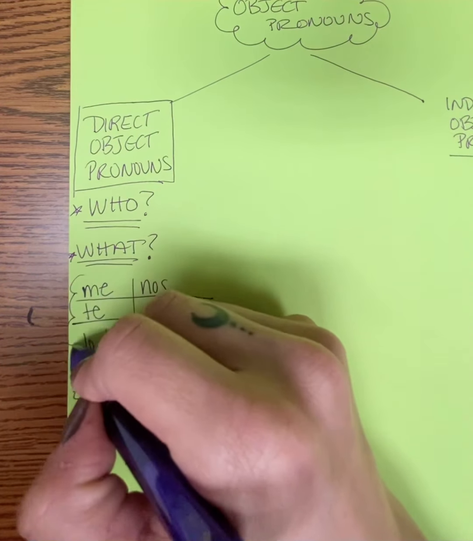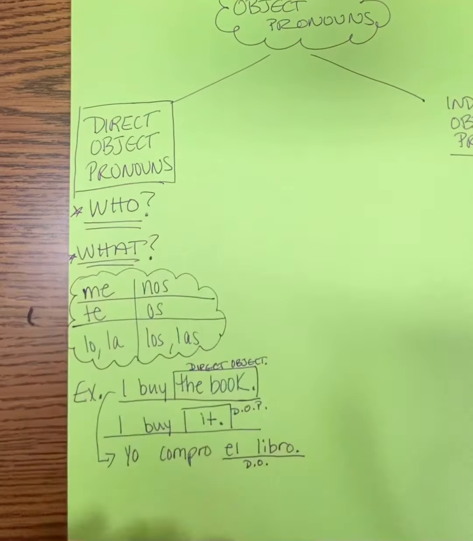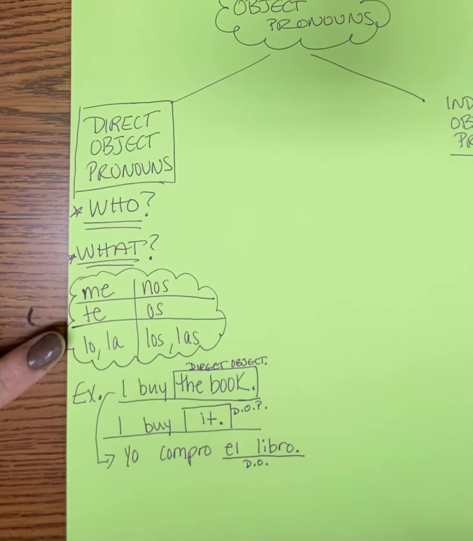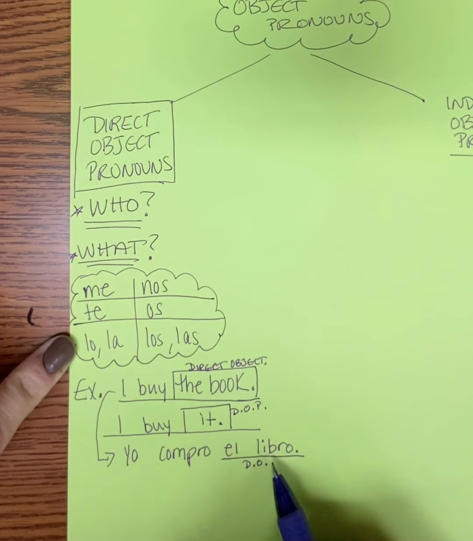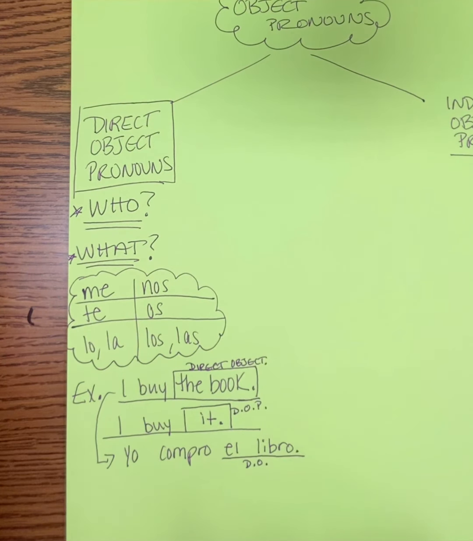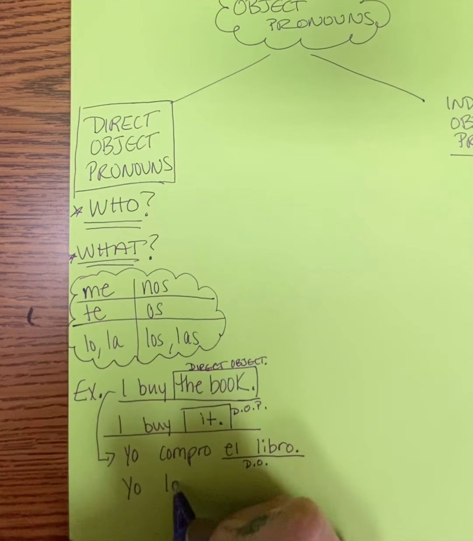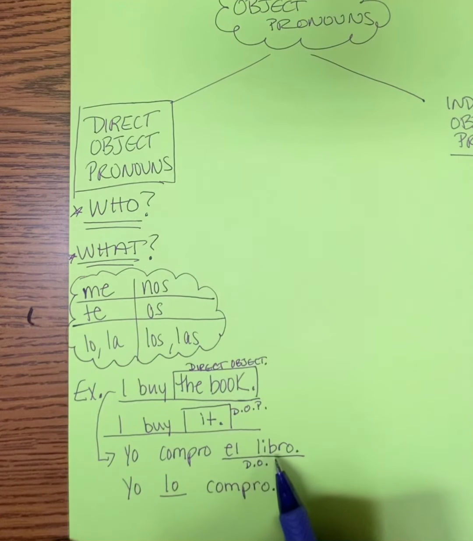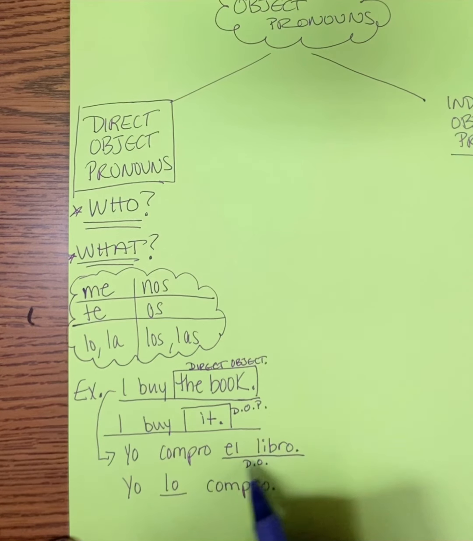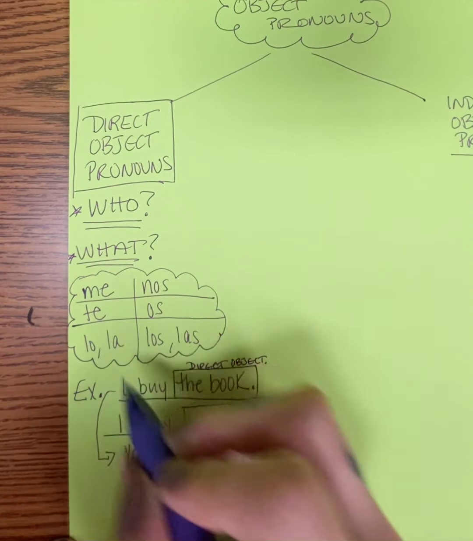So look at el libro. It is singular and it is masculine. So looking right here at this chart, what pronoun do you see that is singular and masculine? Lo. So when we go ahead and replace el libro with it in Spanish, we have to be very cautious because its placement in the sentence changes. Yo lo compro. El libro, our direct object, the book, now becomes a direct object pronoun. Lo, it.